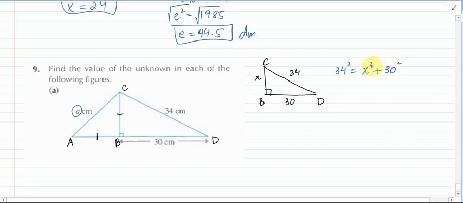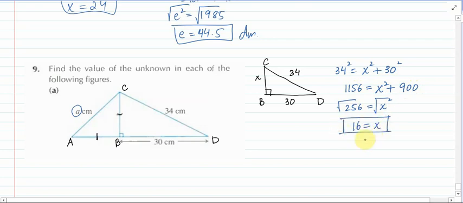Solving it further, 34 square is 1156, equal to x square plus 30 square, which is 900. So 1156 minus 900 gives us 256 equal to x square, and at last you need to apply under root, so 16 is equal to x. Now we know that this length here is 16, and these two lengths are equal as mentioned by the symbol.